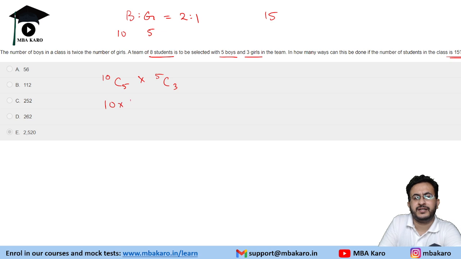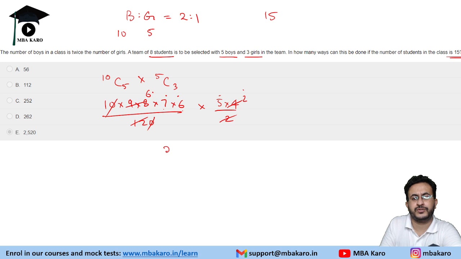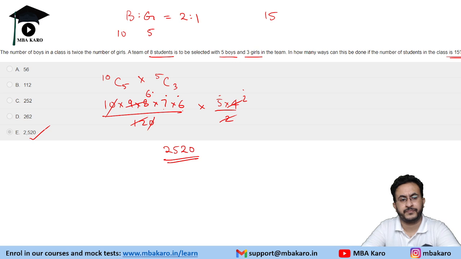So 10C5 is 10, 9, 8, 7, 6 upon 5 factorial, which is 252, and 5C3 is 5 into 4 by 2, which is 10. So 252 into 10 is 2520 ways. Pretty much a simple question on combinations, getting the number of selections and doing it.